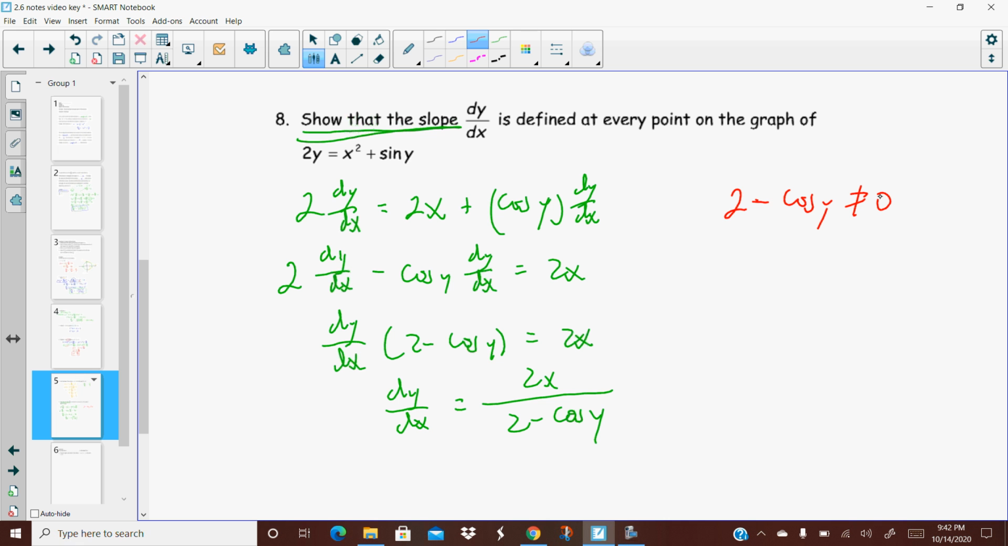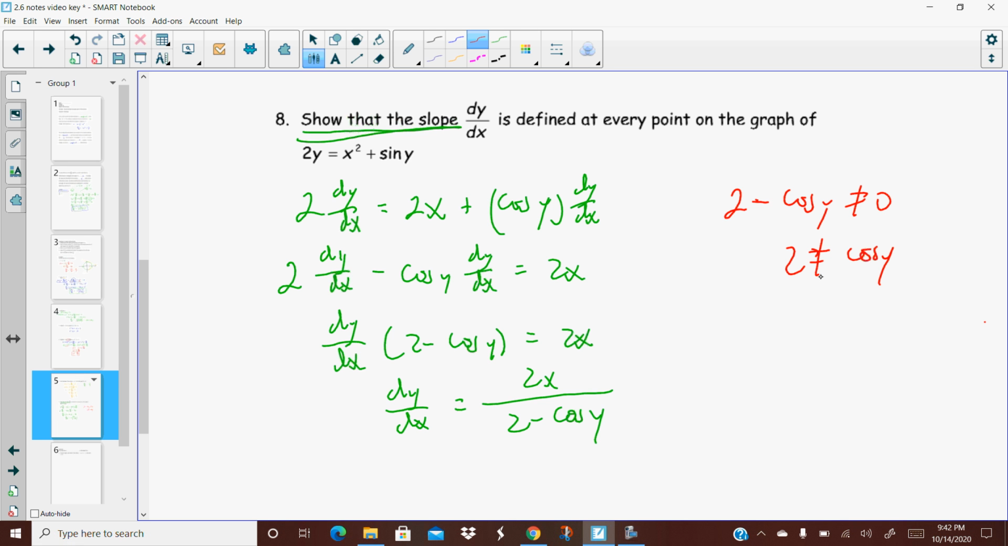Well, if it does equal 0, if I add cosine of y to both sides, is there any angle that I can plug in for y that cosine is going to equal 2? No, there isn't. This is never going to be the case because cosine is only going to bounce back and forth between negative 1 and 1. Cosine will never give you a value of 2.